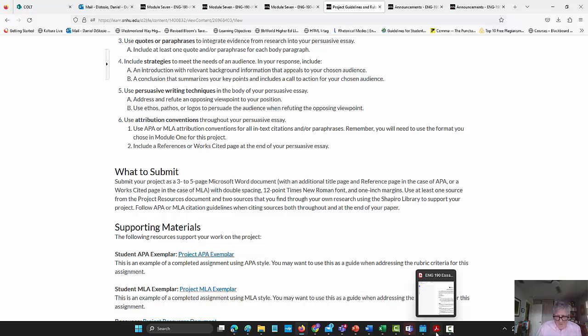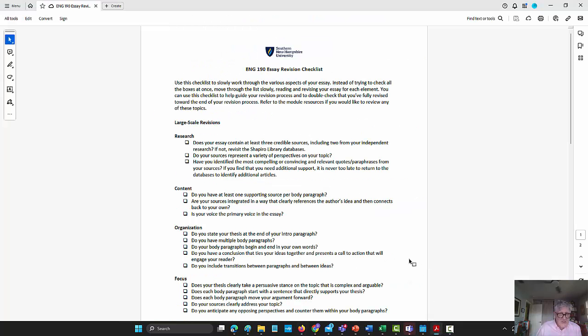So I want to just take a look at that checklist for revision, and it breaks it down into large scale revisions and small scale revisions. And when we say large scale and small scale, we're really talking about kind of left brain and right brain. The more creative side of your brain is going to look at how it's going to be more analytical. Do the sources support the point? Is the content complete? Are the ideas organized?